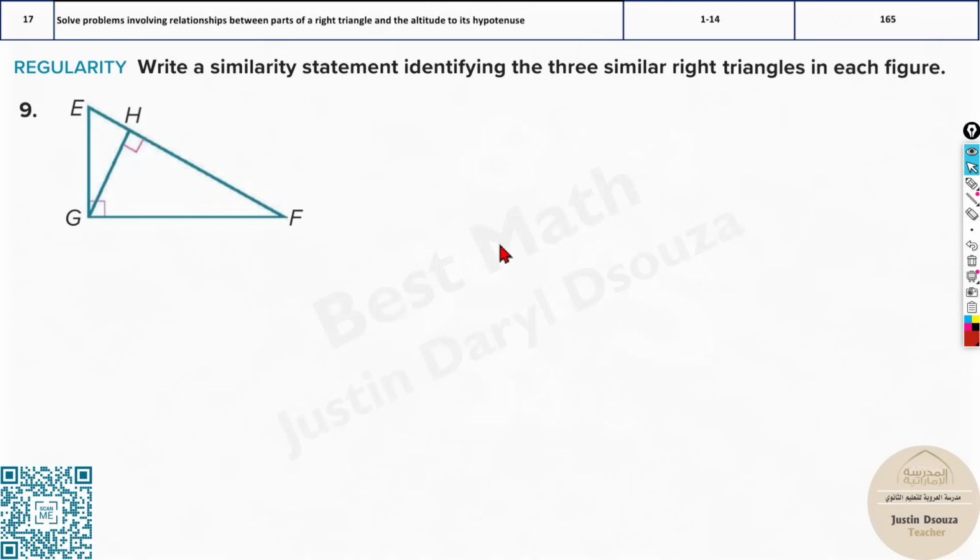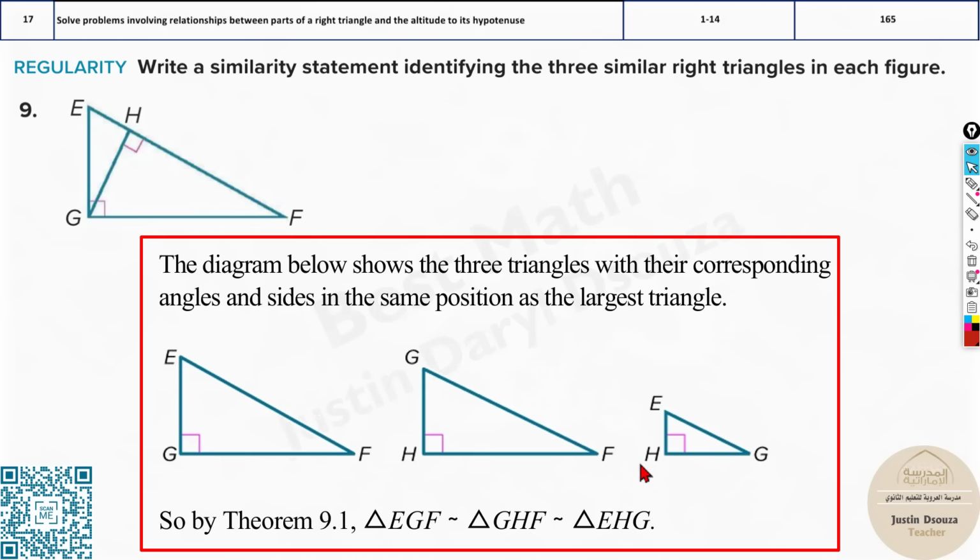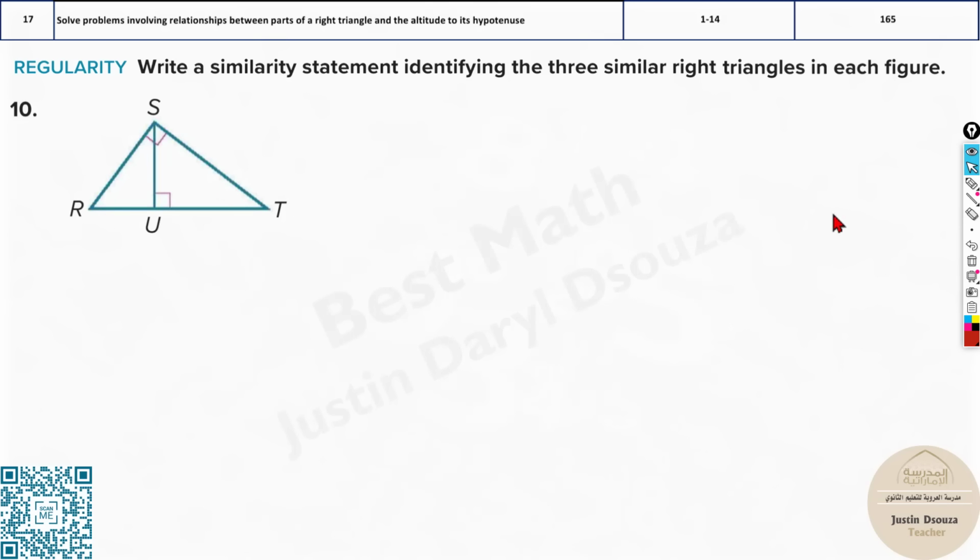And what about this one? Again, it's the same thing which we did a while ago. They are also similar. You can easily prove them by angle similarity. And what about this? This is again the same thing. Here you can see the total one is having a 90 degree. Sorry, so that is also having 90 over here. This is also having 90 and this is also having 90.